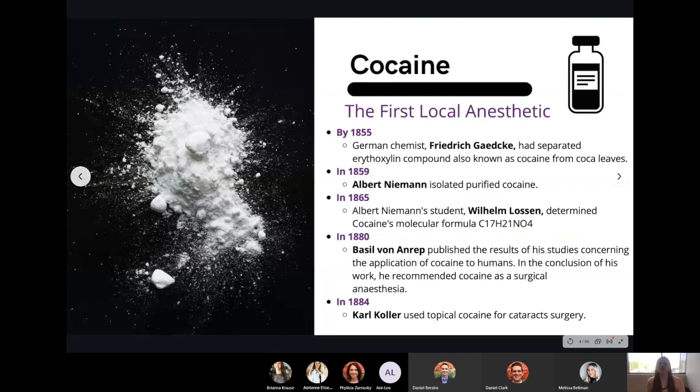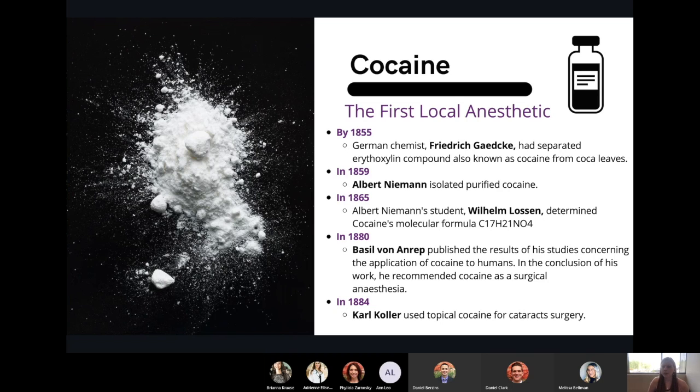By 1855, the German chemist Friedrich Gaedcke had separated the erythroxylin compound, also known as cocaine, from coca leaves. In 1859, Albert Niemann isolated purified cocaine. In 1865, Albert Niemann's student, Wilhelm Lossen, determined cocaine's molecular formula, as you can see here, 17 carbon, 21 hydrogen, 1 nitrogen, and 4 oxygen.